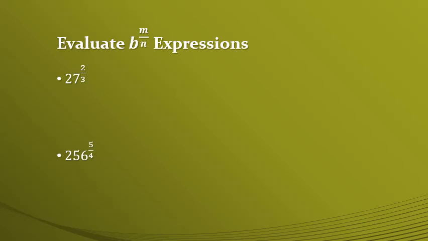So if we've got 27 raised to the power of 2 over 3, the equivalent of that is the cube root of 27 squared. And we're going to go to the calculator and let that do our work for us. I'm going to show you a couple of ways that you might enter that to be able to evaluate this expression. But before we do, let's look at this second one down here.